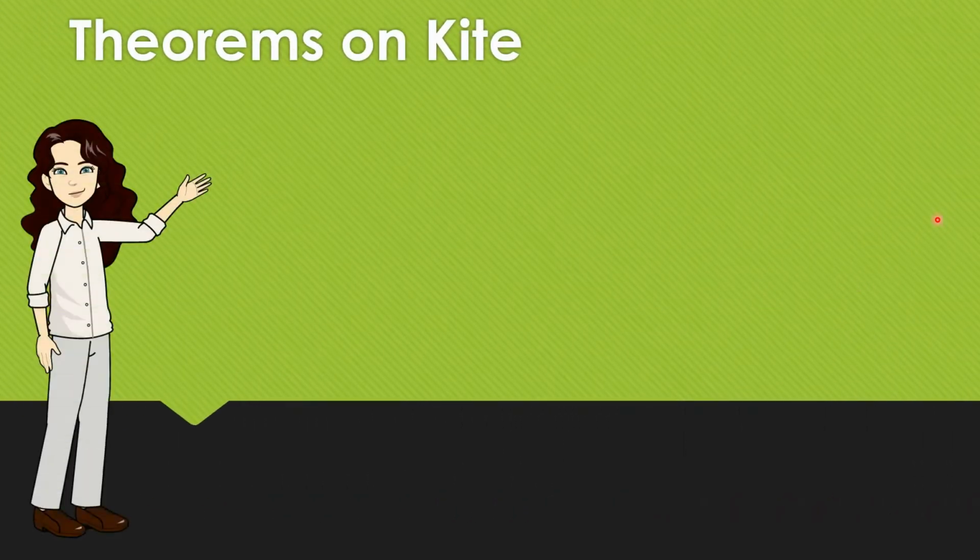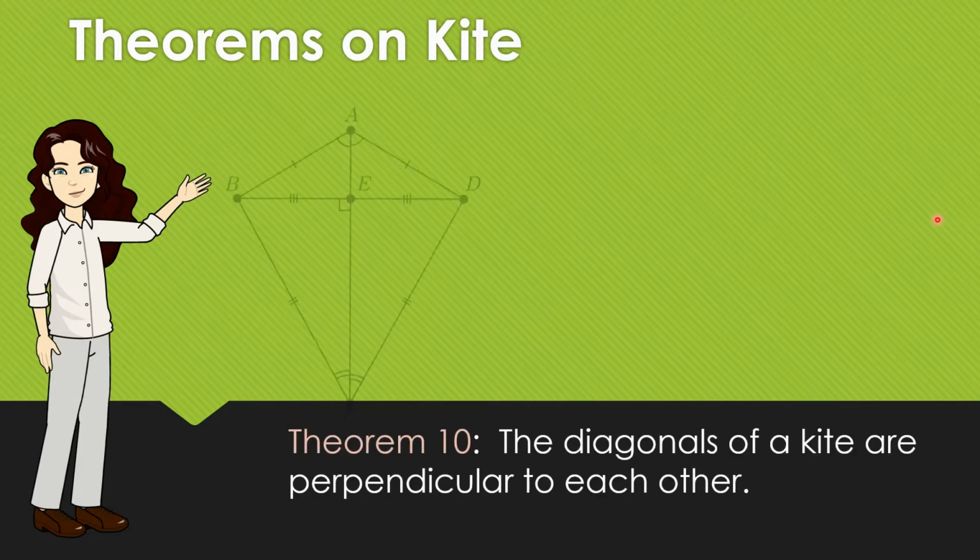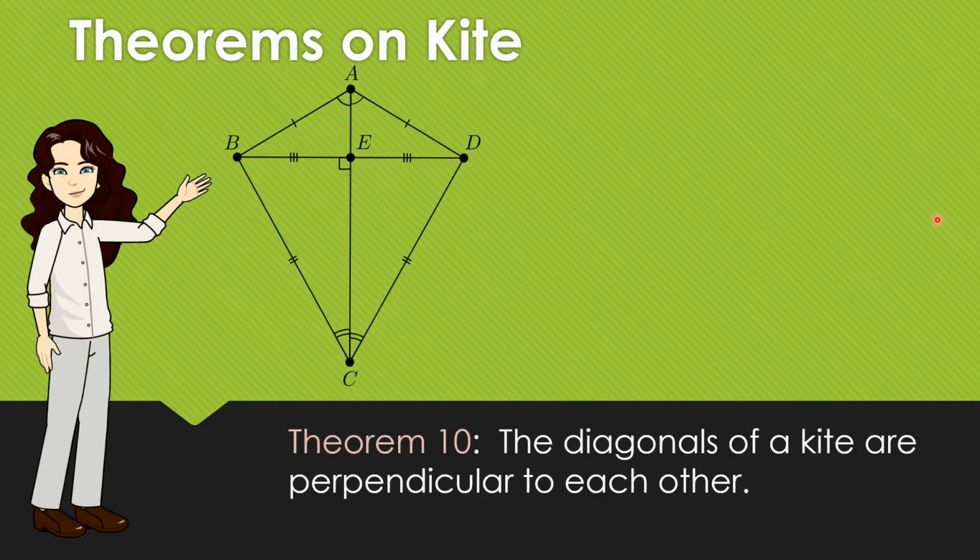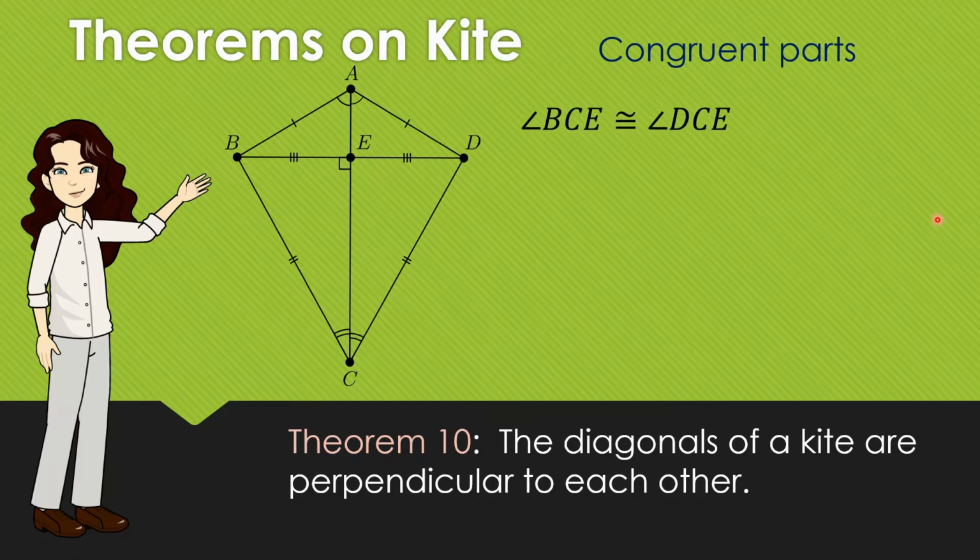So our next is the same: the diagonals of a kite are perpendicular to each other. Same figure. Then let us give the congruent parts. What are the congruent parts on this kite? First, look at this. Angle BCE, meaning angle C, the one with two marks, is congruent to angle DCE. So these two are congruent.